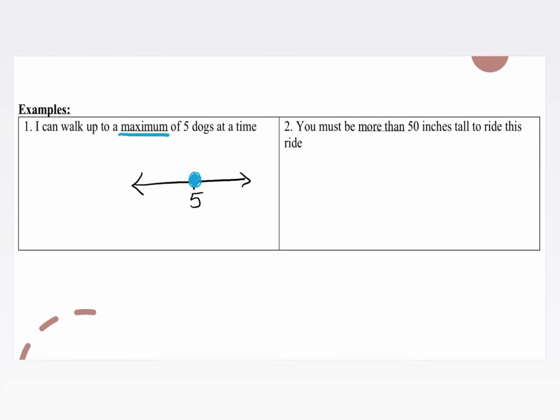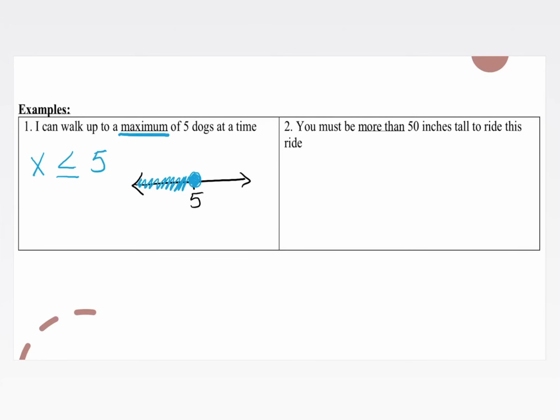Can I walk 4 dogs, 3 dogs, 2 dogs? I can. Can I walk 6 dogs, 7 dogs, 8 dogs? No. Because 5 is the maximum amount, the number of dogs that I can walk is 5 or less. So I'm going to shade to the left-hand side. Now I'm also going to write this inequality just for reference. This would be x is less than or equal to 5.